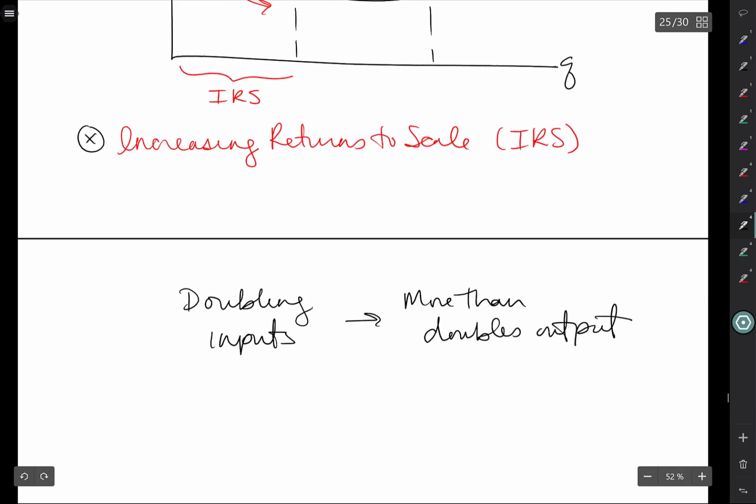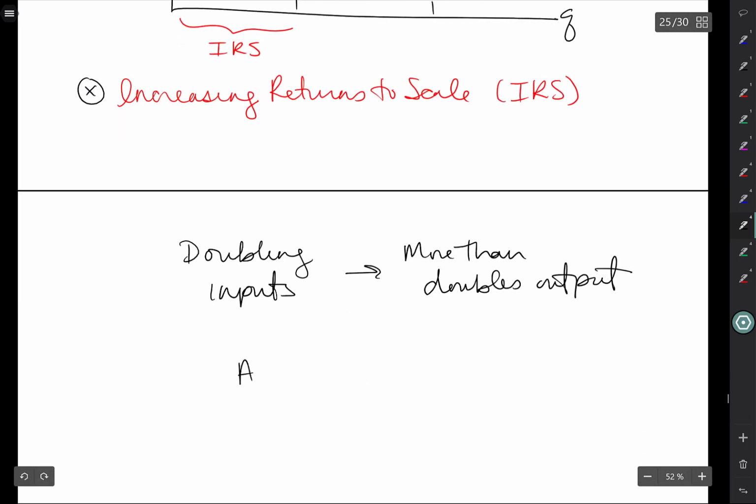Look at what that does to your average total costs. Average total costs is what? Total cost divided by quantity. If you doubled inputs, let's assume that cost of every input stayed the same. The cost of labor, the cost of wood, of plastic. Let's say that stayed the same per unit. So if you doubled your inputs, twice as much labor, twice as much wood, twice as much plastic, then that means you doubled your total cost. Again, doubling your inputs doubles your total cost. But your output more than doubled.